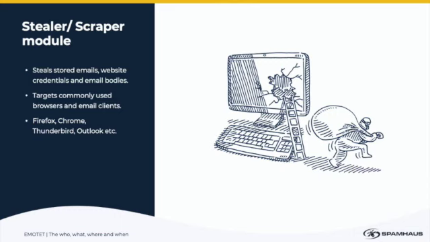Now, the other module which lets Emotet spread across and do the lateral movement is the stealer scraper module. So this module steals stored emails, website credentials, and email bodies. It steals the email bodies so that the spam sent out later would be a reply to an email thread which already happened, so that the spam becomes more baitable. It becomes more convincing for the user to click it, right?